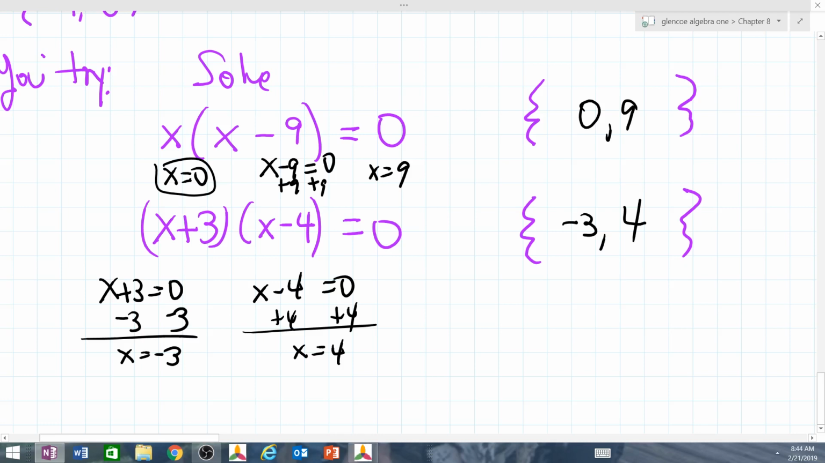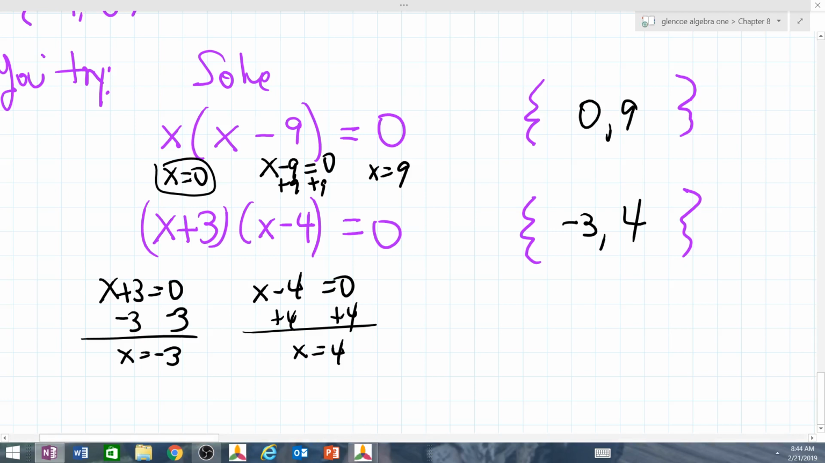Are you guys with me? Okay, so one more time. Let me go through it, please. When given a letter, a variable outside the parentheses, and a parentheses equal to 0, the variable outside is going to count as a factor. That's why the first equation is x equals 0, and the second equation is x minus 9 equals 0, getting two solutions. When given two separate parentheses, like x plus 3 times x minus 4 equals 0, take each parentheses separately, set it equal to 0, and solve.